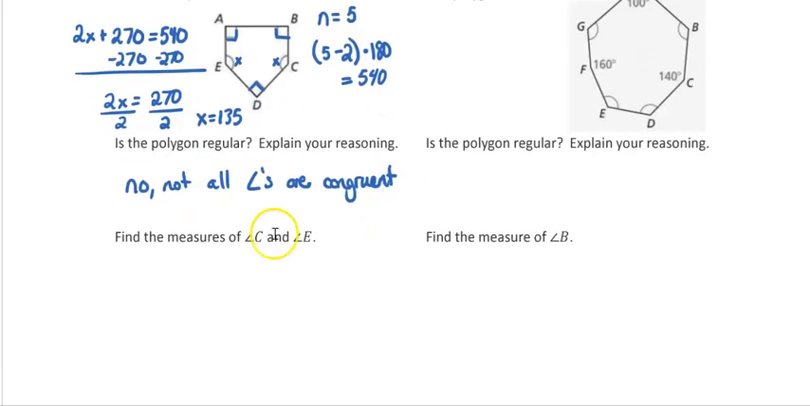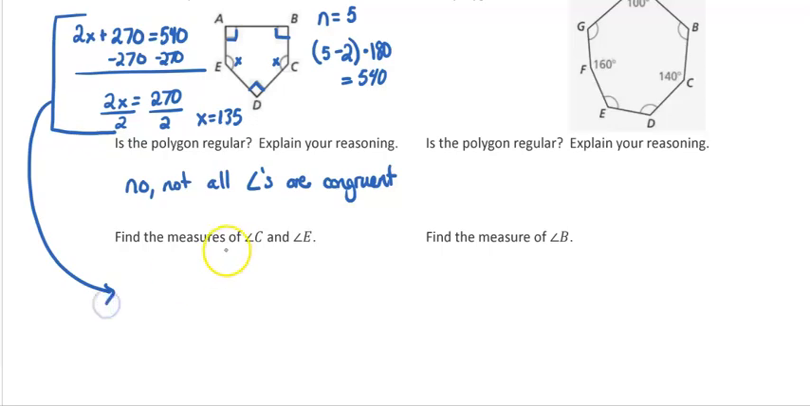So it wanted us to find the measures of angles C and E. I kind of jumped ahead on this, so I apologize for that. So we know that all the angles equal 540 degrees because I used the formula for the interior angles. And then I add up the 5 angles and they equal 540 and I solve for x. So the measure of angle C and the measure of angle E are 135 degrees.